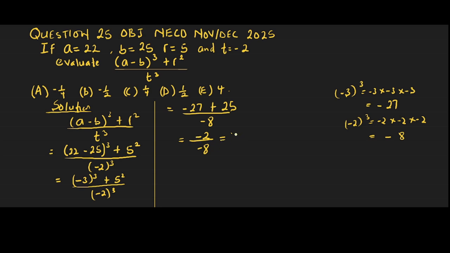Minus will cancel out minus. We are left with 2 over 8. We can still simplify this. We have a common factor. 2 goes into 2 once, 2 goes into 8 four times. So we have 1 over 4. And that's option C.